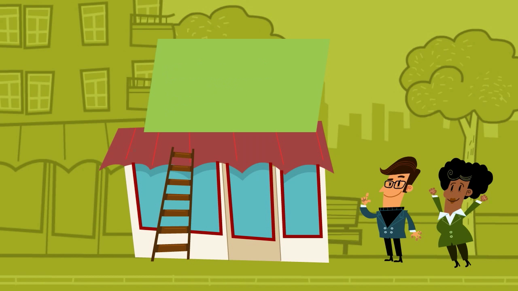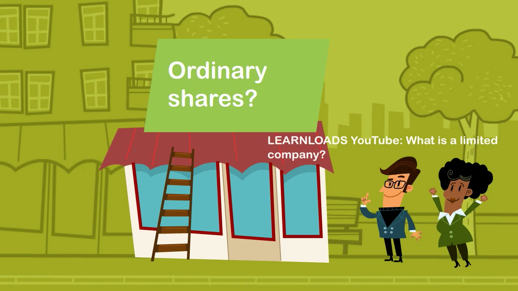Ordinary share capital. Using share capital means that your business is a limited company, not a sole trader or a partnership. They can't use shares. If you're unsure about what a limited company means, have a look at this Learn Loads video. Just follow this link here.